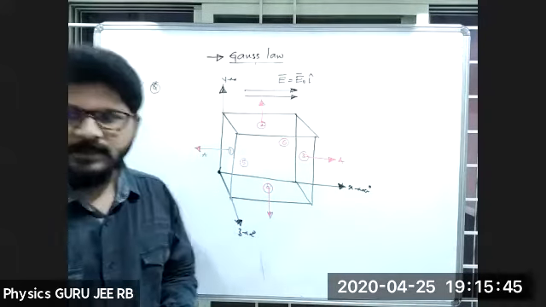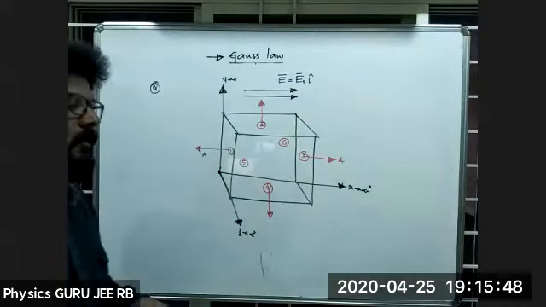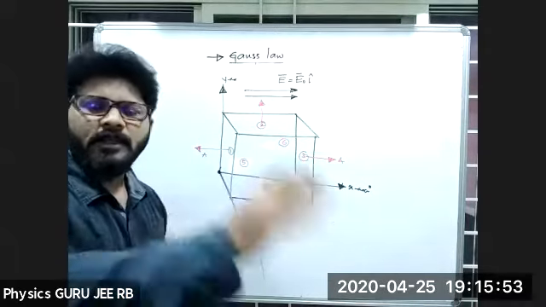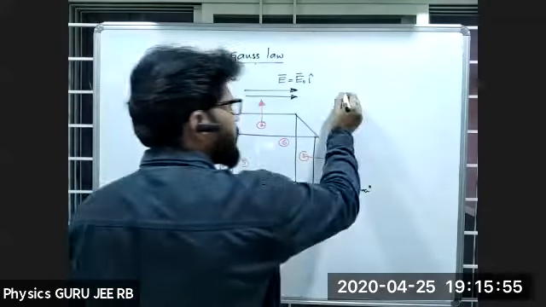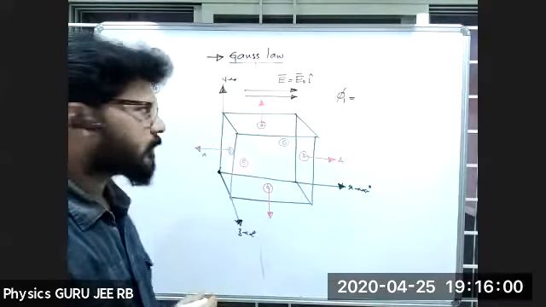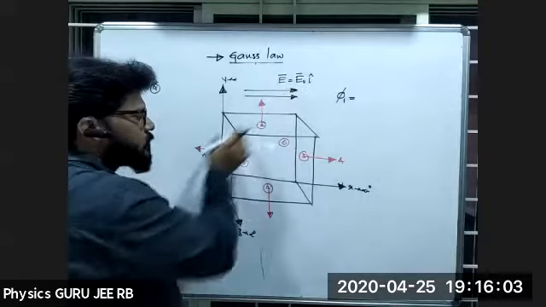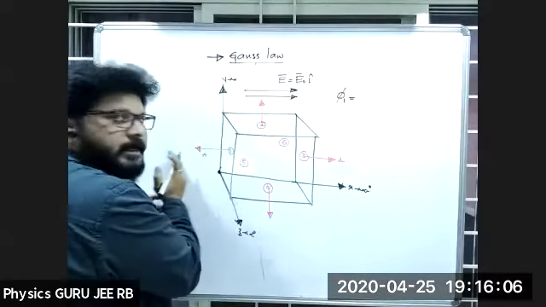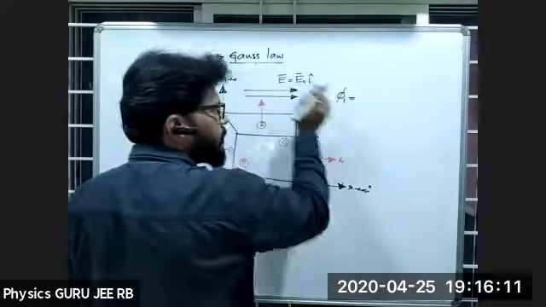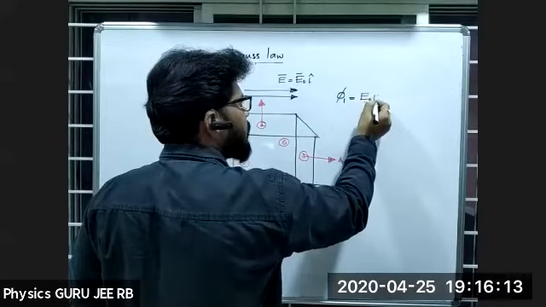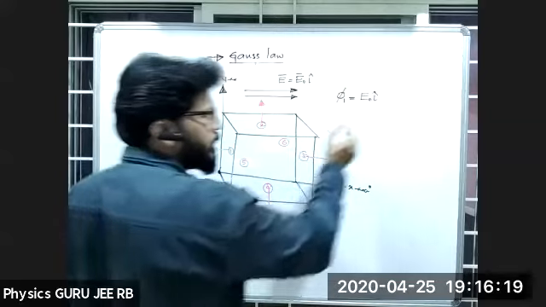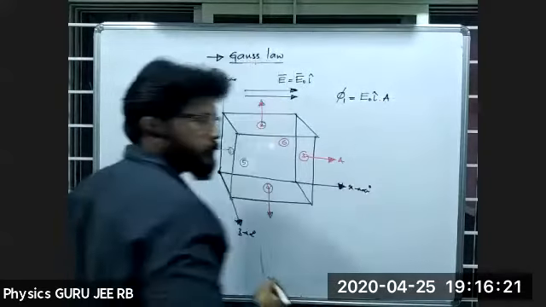Now we'll start one by one. The individual fluxes, and the total flux is the summation of all the fluxes. That means phi 1 is the flux between these two. The area and this are opposite in direction. First, I'll take E. E is E naught into I cap. After that, I have to take into area.